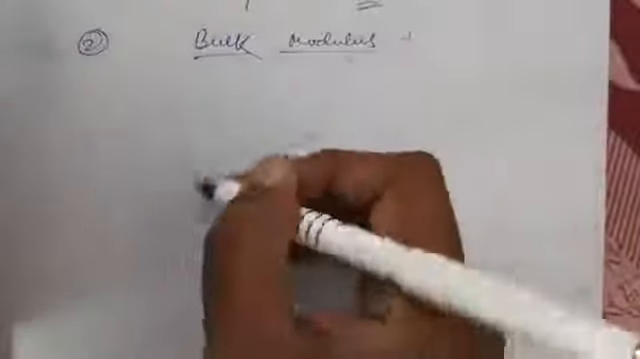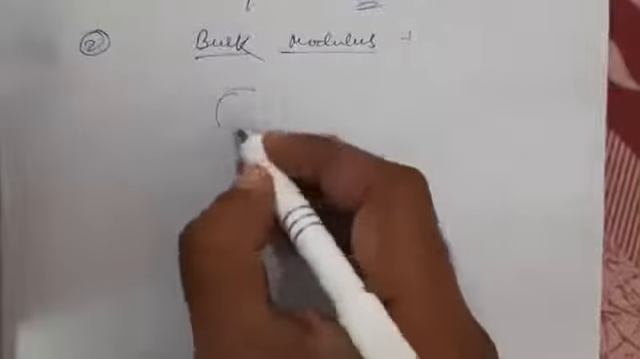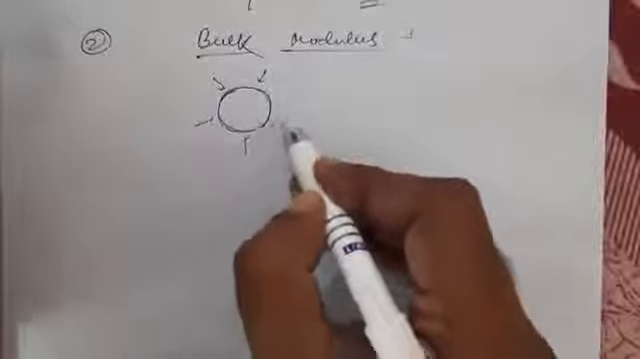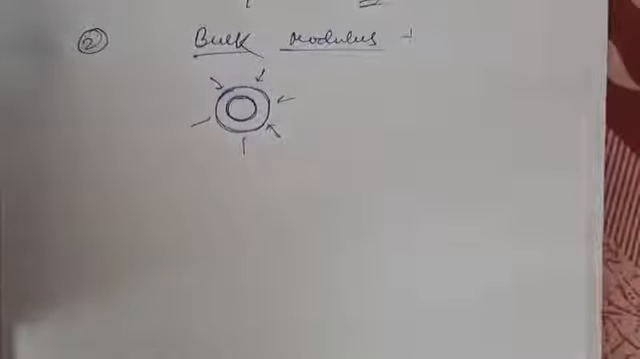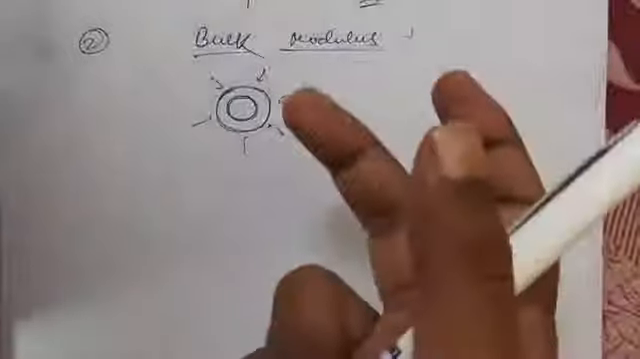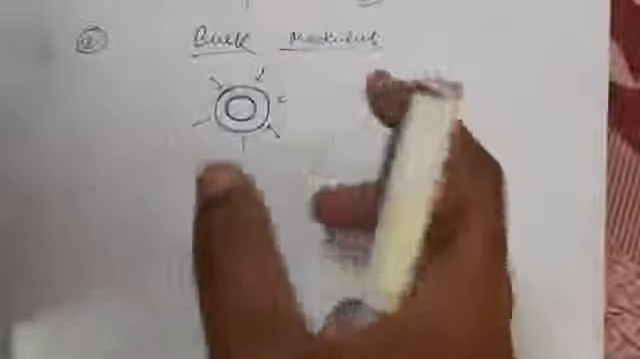The second modulus is bulk modulus. Now what do you mean by bulk modulus? This is a sphere. If a compressive force is applied onto this ball from all sides, the ball will get deformed under the influence of external forces. When a body undergoes an increase or decrease in its volume without any change in shape, that means the sphere remains a sphere, then the strain of the body is called volume strain.